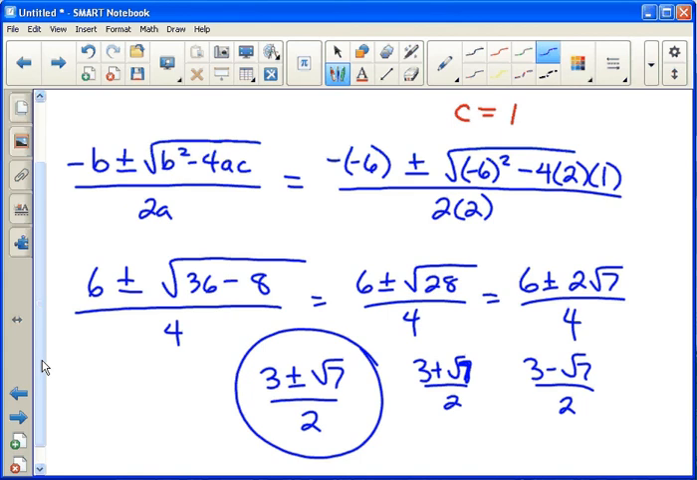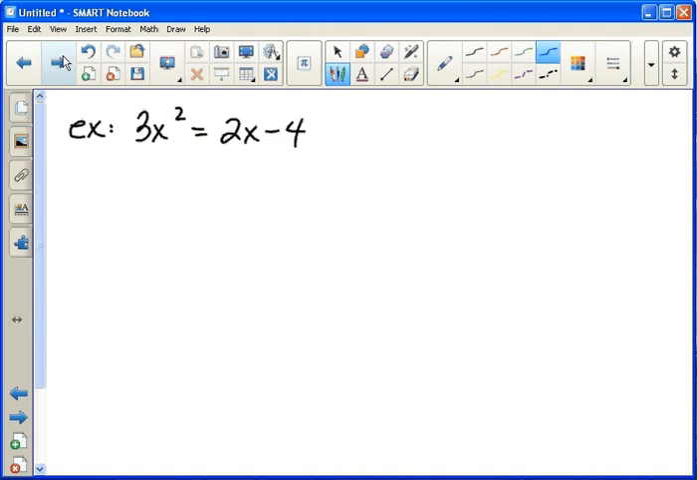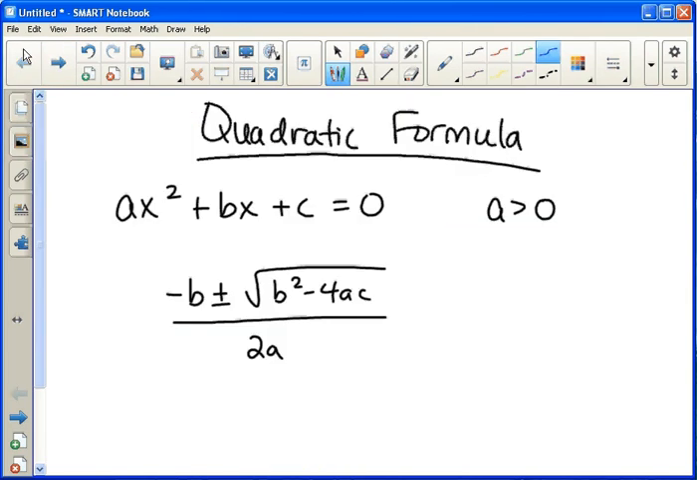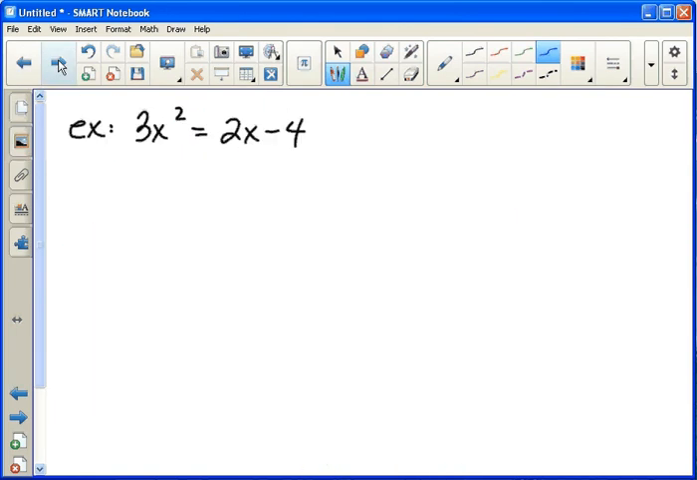This next example, if you notice, is not in the form we need. Going back to the first page, we need it in the form ax squared plus bx plus c equals 0. This one is not in that form. So the first step is to rewrite it in that form. So I'm going to subtract the 2x and add the 4 over. So it's in the correct form. I subtracted 2x from both sides, added 4 to both sides.